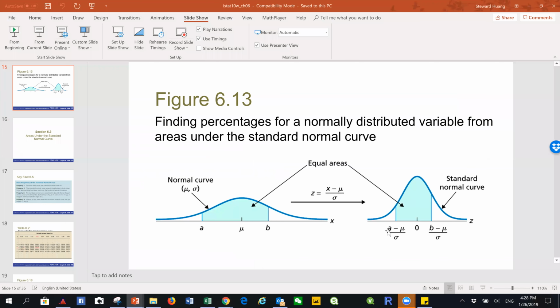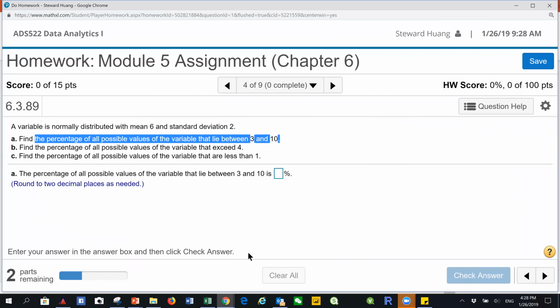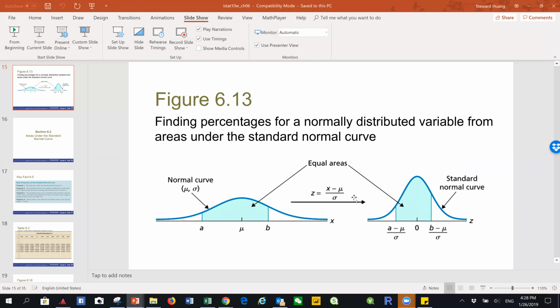Okay, you plug in. A is 3, B is 10. Mu is 6, sigma is 2. So you plug in all the numbers here, and then what? Use StatDisk twice. You calculate this value, find the area to the left, then calculate this value, find the area to the left, and calculate the difference of the two left areas.